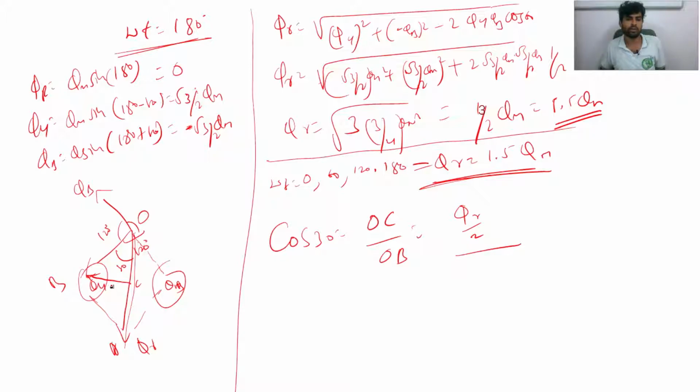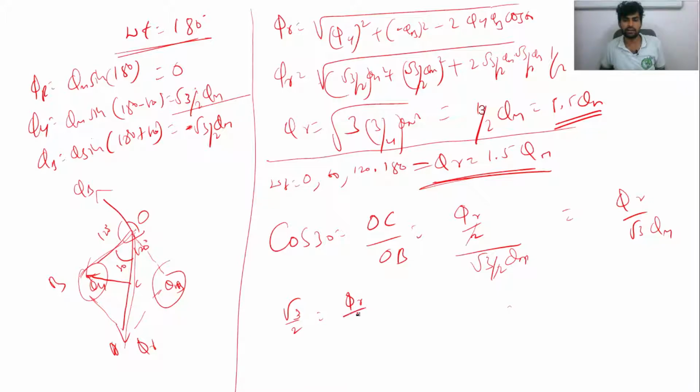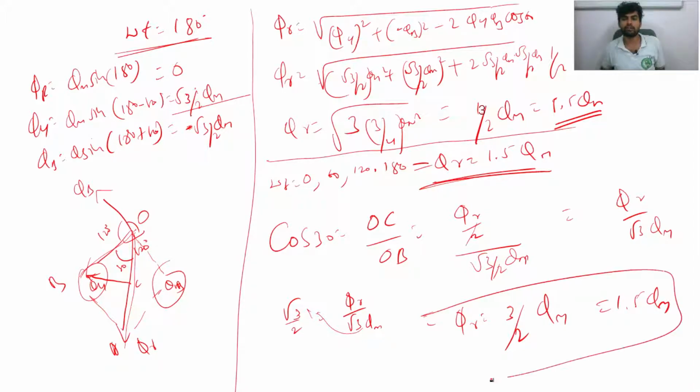What about OB? OB is root 3 by 2 phi m. So root 3 by 2 phi m, right? So 2 get cancelled. We will get phi R by root 3 phi m. Finally, cos 30 is equal to root 3 by 2. You will get phi R divided by root 3 phi m. So just to multiply here, you will get phi R is equal to 3 by 2 phi m. So 1.5 phi m. Any one method you can follow, okay?